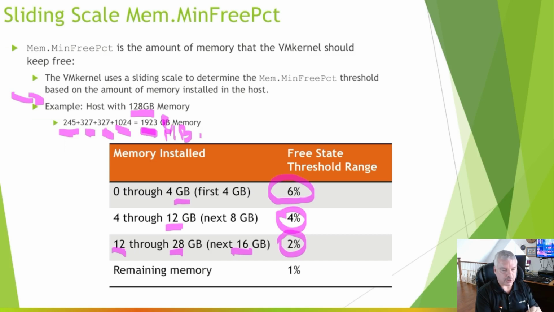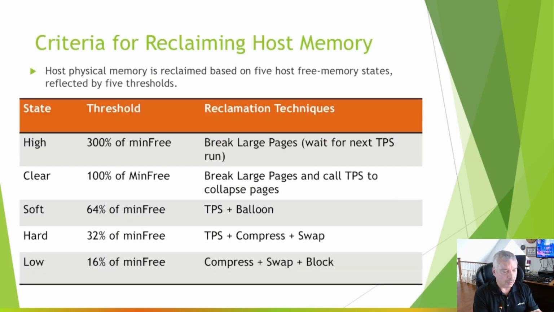So what does it do? Now I'm going to show you what this means in my demo. So there's a thing called memory state. You got high, clear, soft, hard, and low. I think they introduced clear in 6.0 if I remember. Doesn't really matter, it's there today.